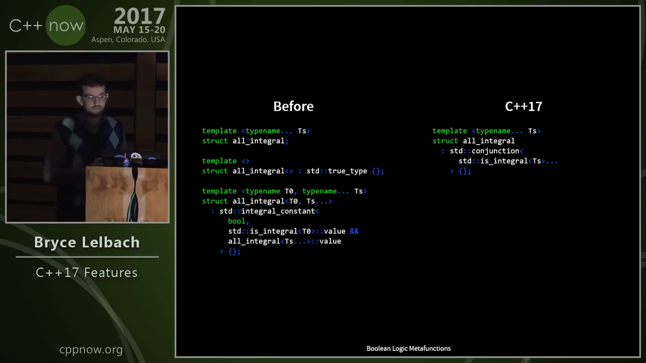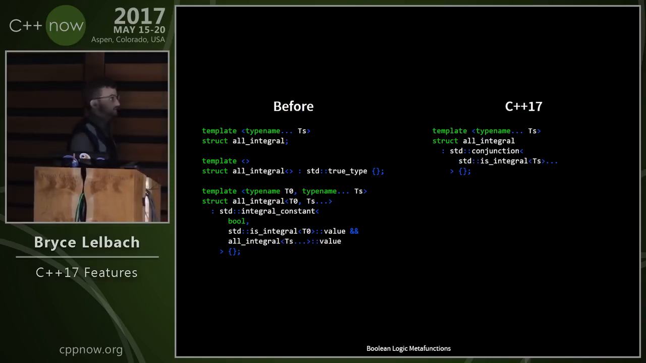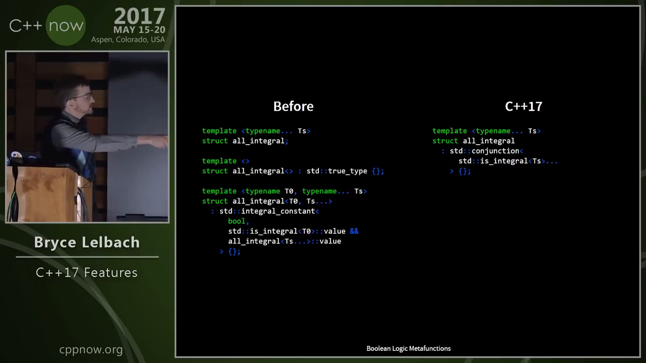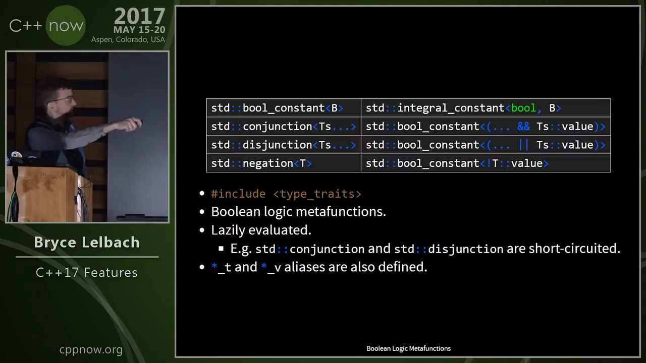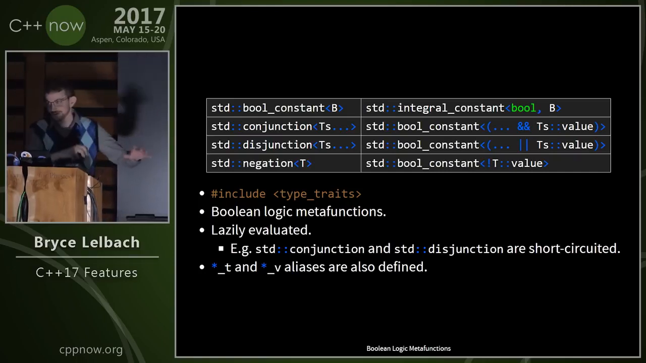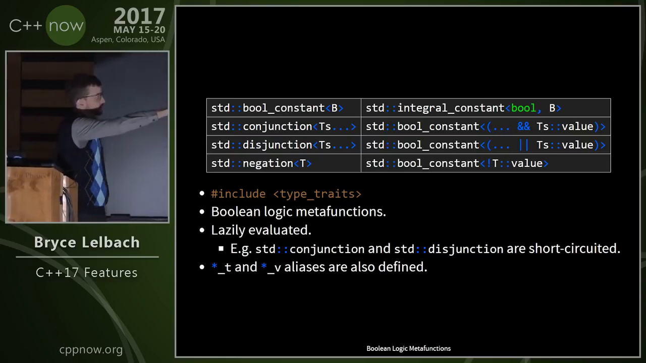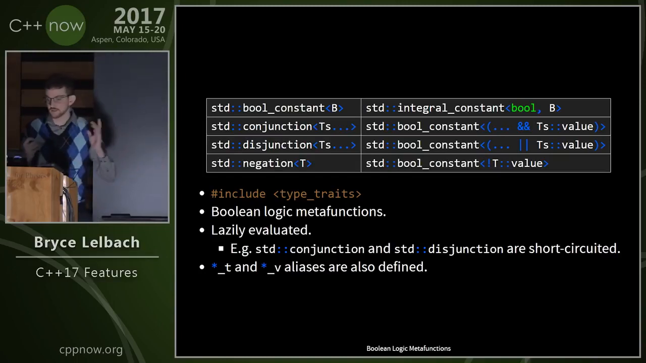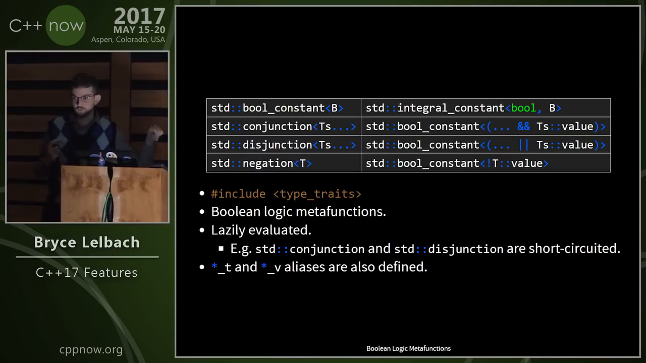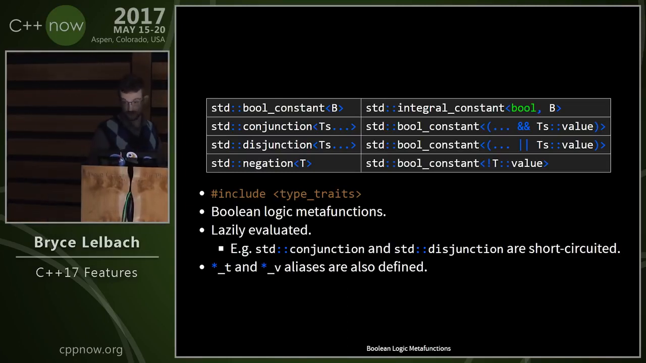So we have these Boolean logic metafunctions in C++17. So std::conjunction does the equivalent of this here. And here's the three that we have. We have conjunction, disjunction, and negation. bool_constant is just this alias we introduced because I couldn't get integral_constant. So this is in C++17. The reason it's on this slide is because I couldn't get the slide to fit otherwise. So conjunction basically does the equivalent of this, but with short circuiting, and the same for negation here too. So they're just lazily evaluated Boolean logic metafunctions. They have the _t and _v aliases as well.